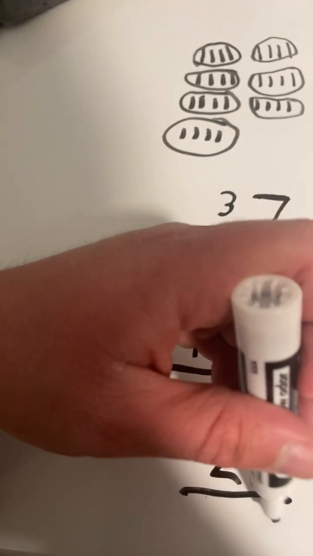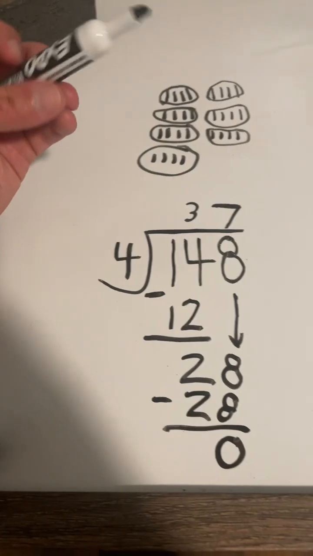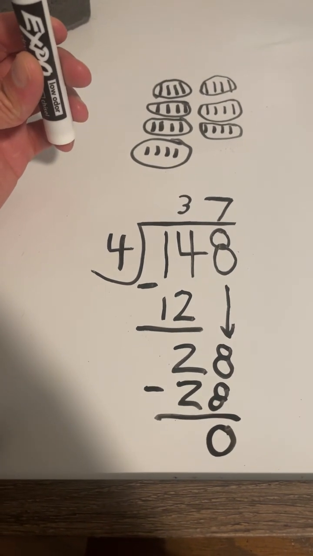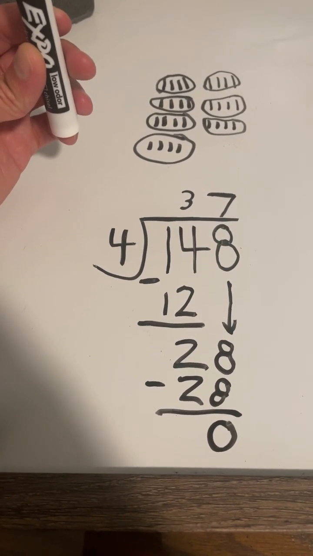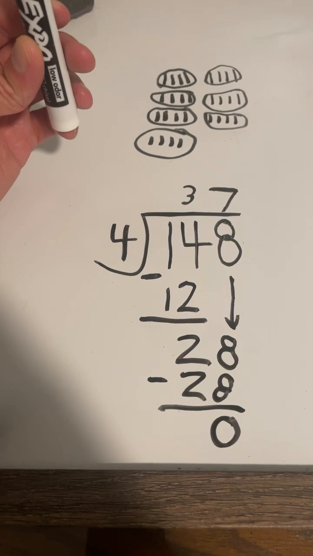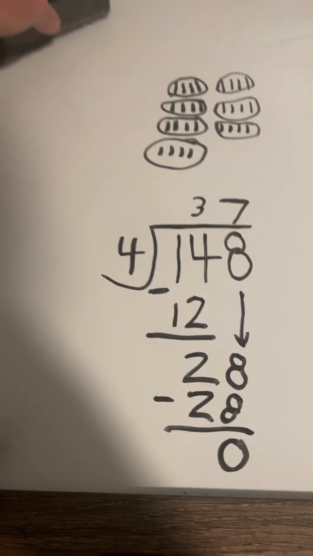So 28 minus 28 equals 0. So there's no remainder in that problem. So 148 divided by 4 equals 37.